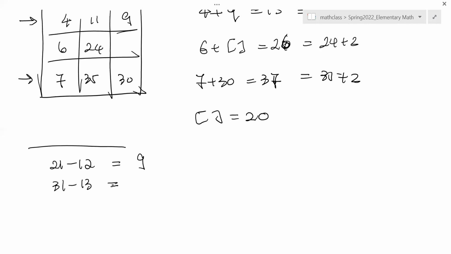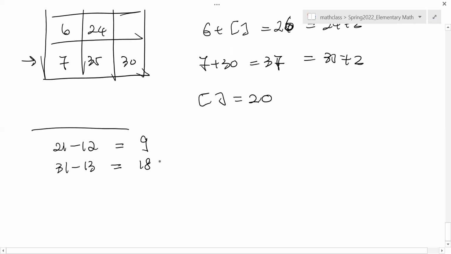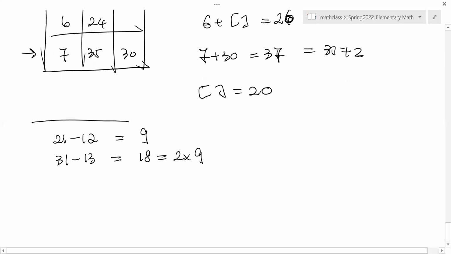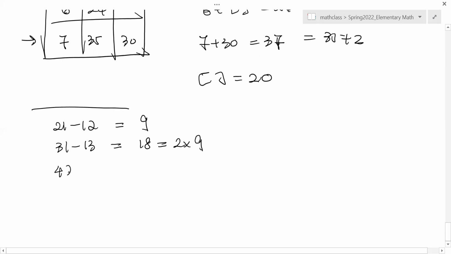31 minus 13 is 18. Okay, so you plug this in, 31 minus 13 is 18. Right, so 18 is a multiple of 9. I multiply by 2. Right, then I use 42 minus 24, right? I switch the order. So what do you see? 42 minus 24. And I also get 18.